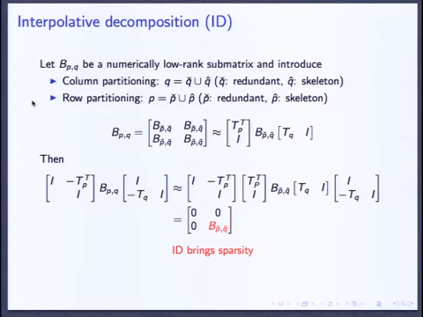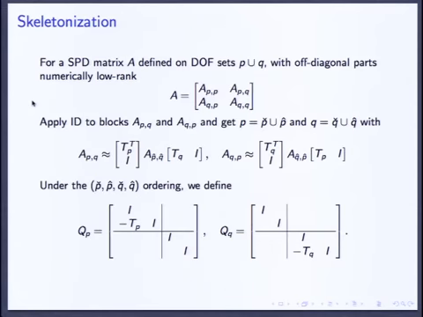Essentially, by doing some elementary row and column operations, which can be easily defined through these weight matrices T, we are able to zero out many entries in B. How is this going to help us? This brings us down to the skeletonization technique.